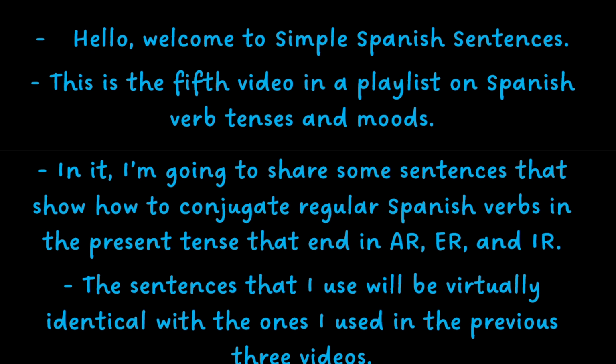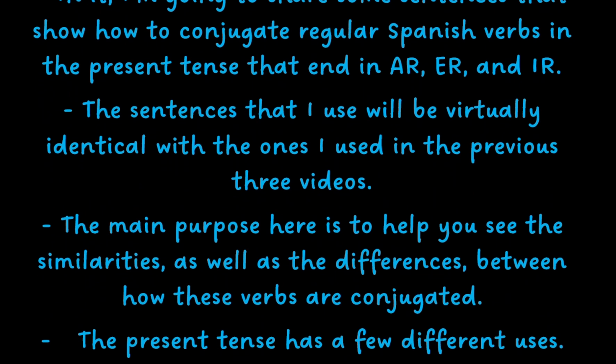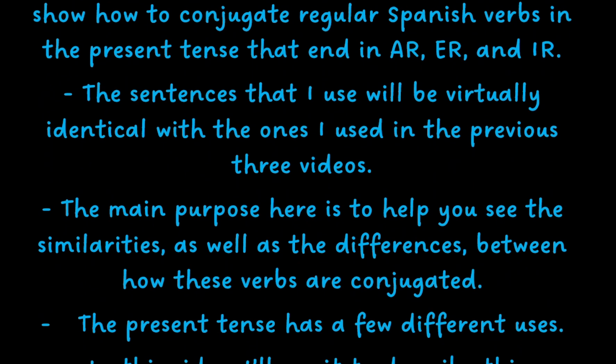This is the 5th video in a playlist on Spanish verb tenses and moods. In it, I'm going to share some sentences that show how to conjugate regular Spanish verbs in the present tense that end in AR, ER, and IR. The sentences that I use will be virtually identical to the ones I used in the previous 3 videos, and the main purpose here is to help you see the similarities as well as the differences between how these verbs are conjugated.